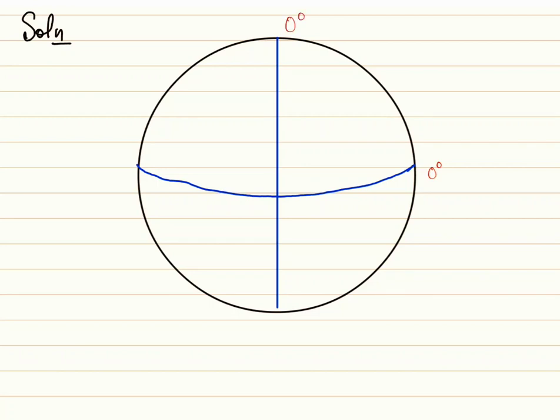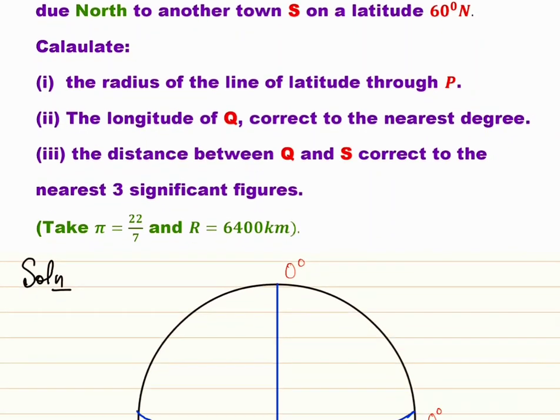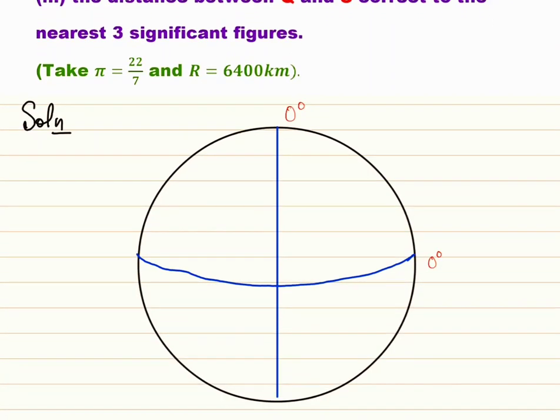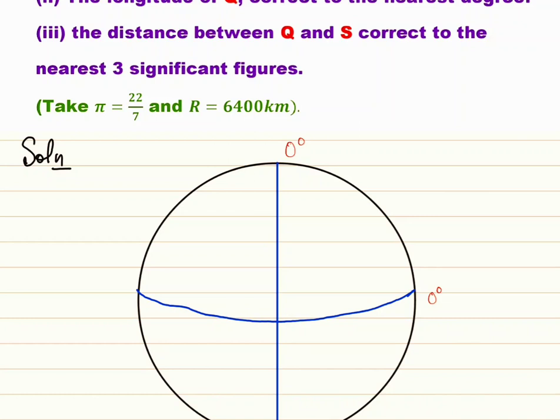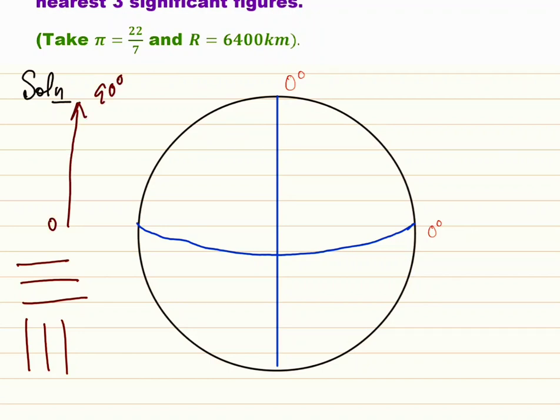All right, now the first point P, we are told that it is 40 degrees north and 52 degrees east. So we'll go straight to get our point. So 40 degrees north. Now listen, lines of latitude are parallel. They are the parallel ones. The lines of longitude are the vertical ones. Now, lines of latitude increase like this, down from 0 to 90 degrees.